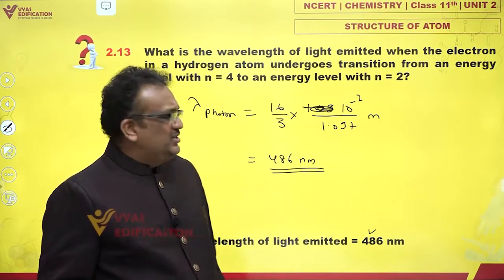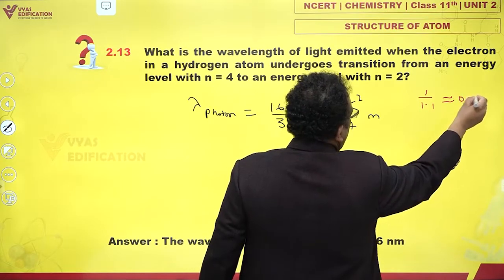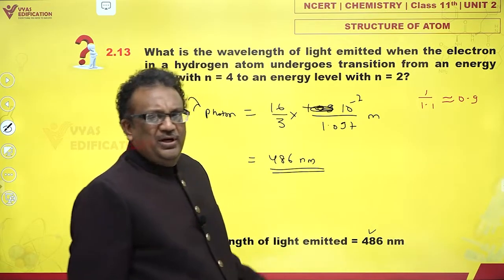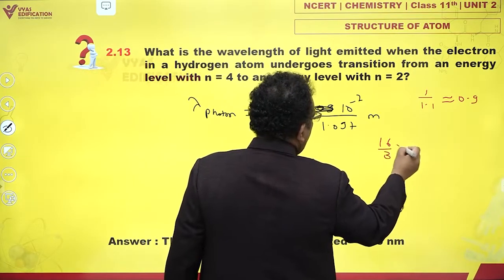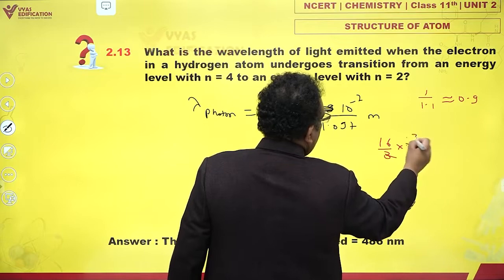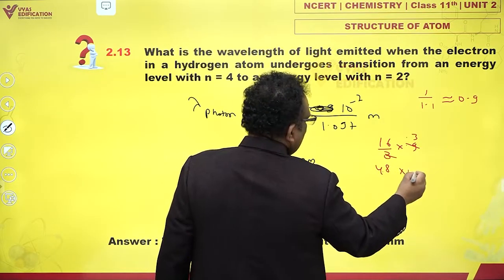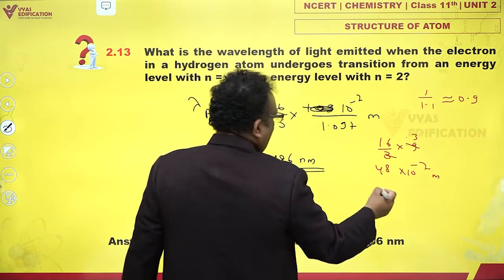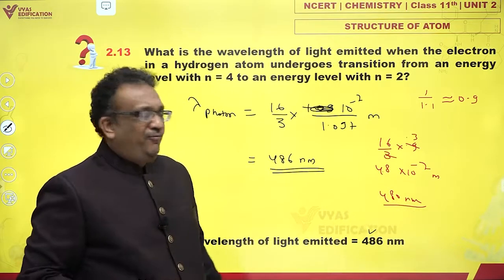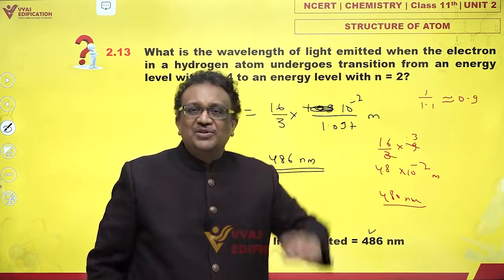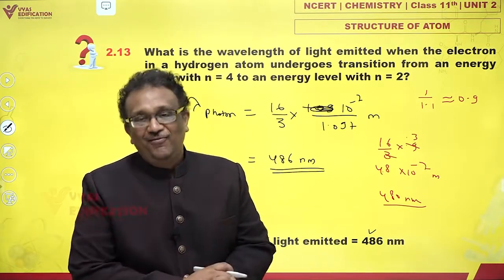1.097 approximately is 1.1, and 1 by 1.1 is approximately 0.9. This is roughly 0.9 we are talking about. So this is 16 by 3 into 0.9. 16 into 0.9 is 14.4, divided by 3 is 4.8, so 4.8 into 10 raised to minus 7 meter, that is 480 nanometer. By gross approximations I get 480 nanometer, and if you do this very accurately you get 486. Well, be happy, we are pretty close.